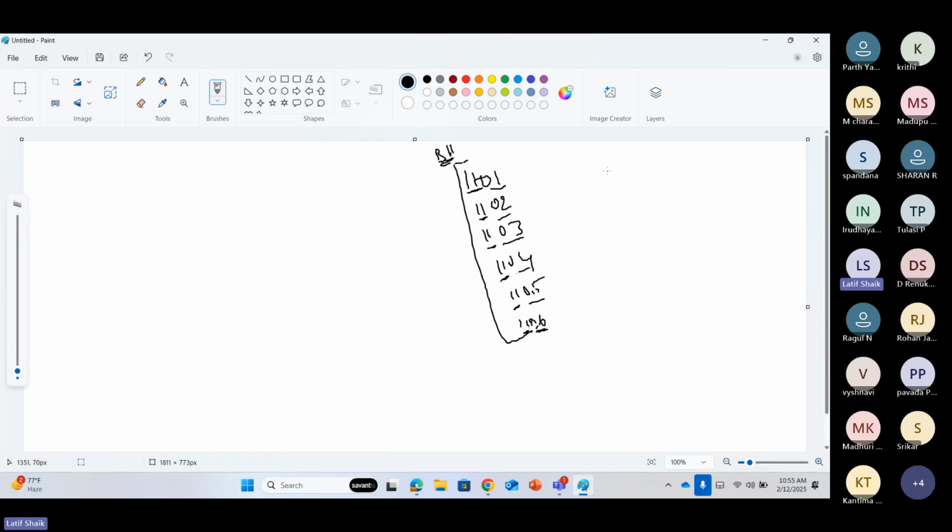Of course, I have other batches too. For example, take the 10th batch: 1001, 1002, 1003, 1004, 1005, 1006, 1007. So this is the 10th batch. This is a separate batch and this is a separate batch. Even though the numbers 1, 2, 3 are the same, they are separate batches. How are they getting separated? Because of this number.